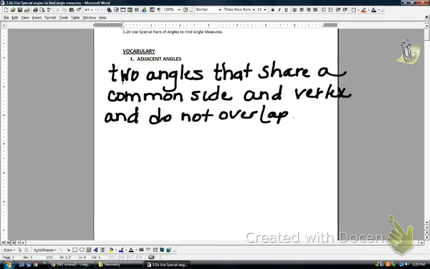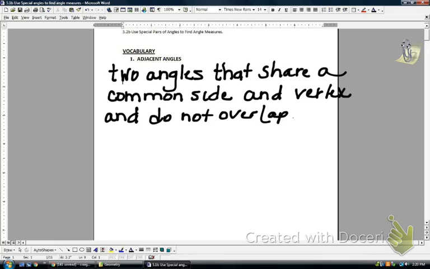Today we're going to learn how to use special pairs of angles to find angle measures. And in case you haven't figured out from yesterday, this is a pretty heavy vocabulary unit. So it's going to be important that you start learning and knowing the vocabulary. And so our first vocabulary word is adjacent angles.